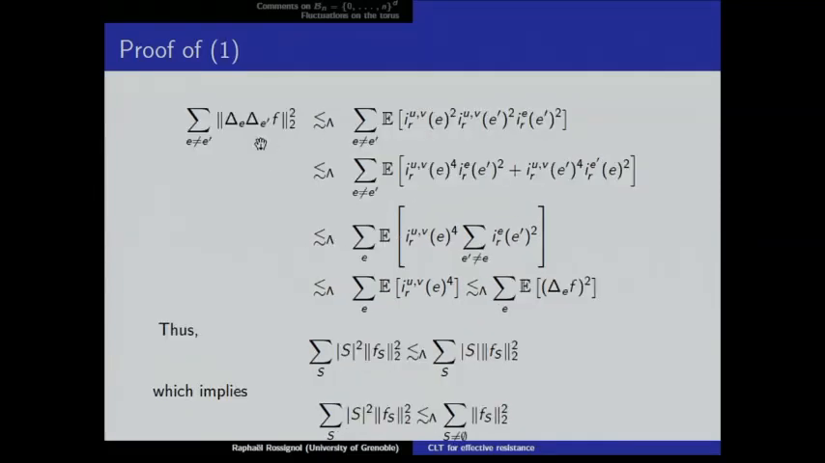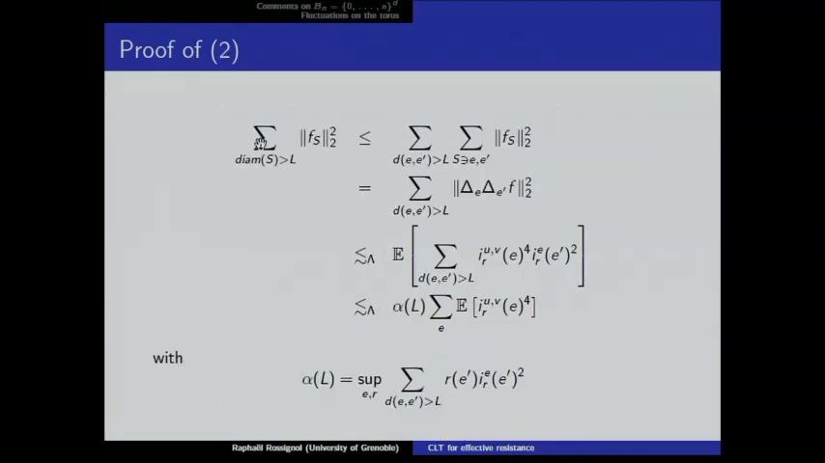Notably, there is noise stability in the title of my talk. Notably, this shows that the effective resistance is always noise stable in the sense of Benjamini, Nicolai, and Schramm. Uniformly noise stable, uniformly in U and V, and in the graphs. The proof of two is essentially the same.